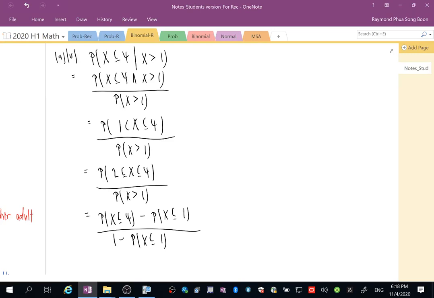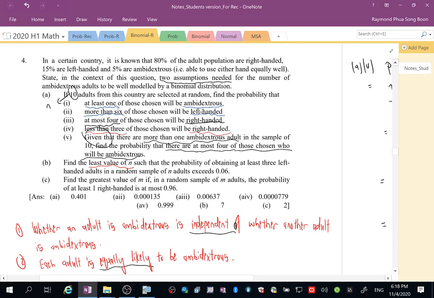Now, let's look at part B. In part B, you are asked to find the least value of n such that the probability of obtaining at least 3 left-handed adults in a random sample of n adults exceeds 0.06. So now, in part B, what are we concerned with? Left-handed adults. Okay, so we have already defined the random variable for left-handed adults in part A, part 2.